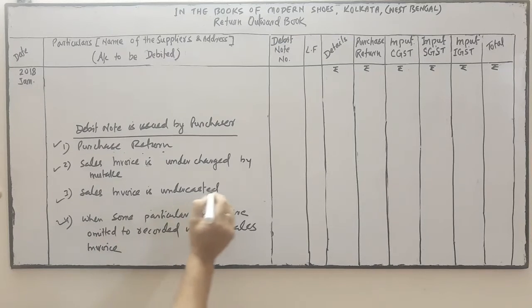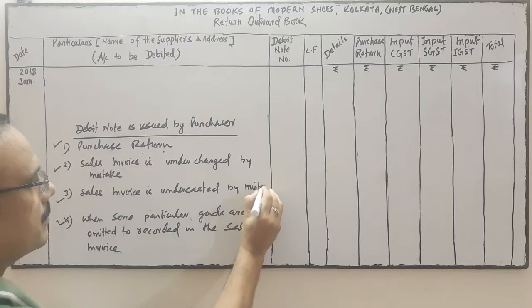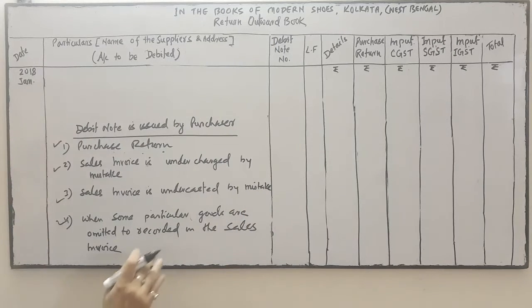Invoice sales book is undercosted by mistake. And when some particular goods are omitted to record in the sales invoice, then at that time a debit note is issued by the purchaser.